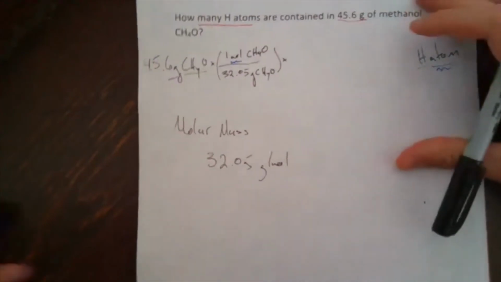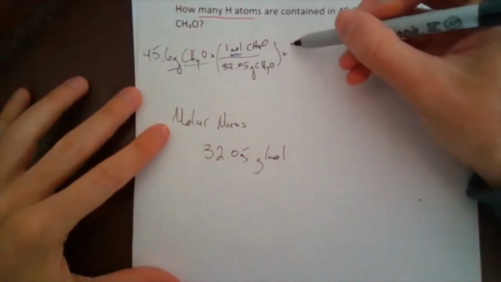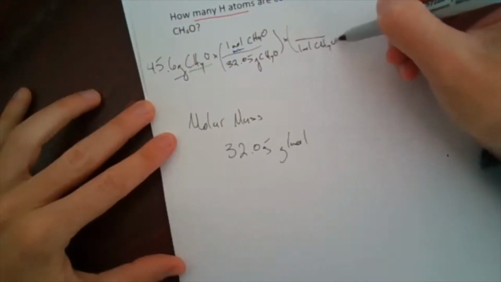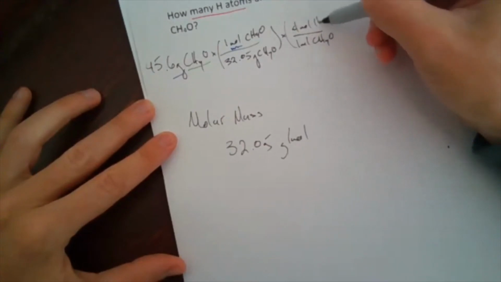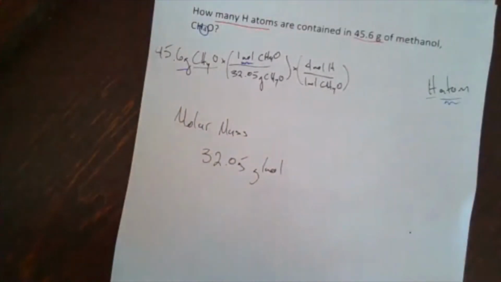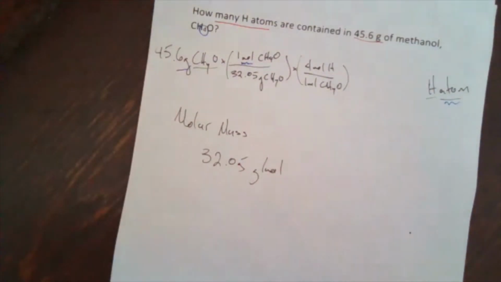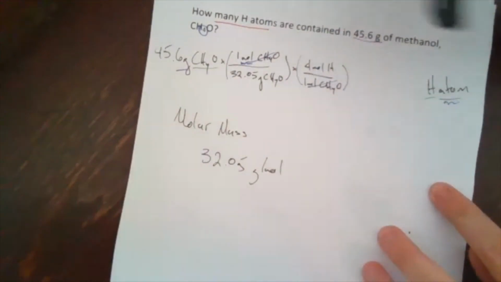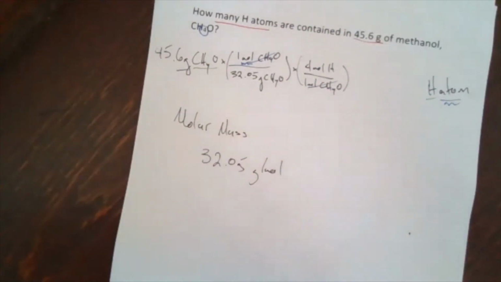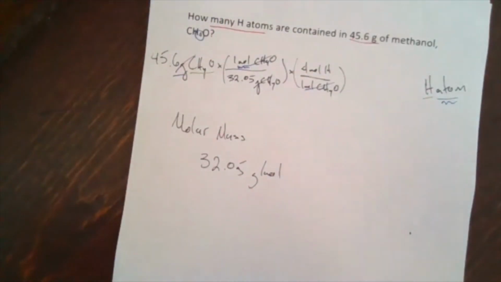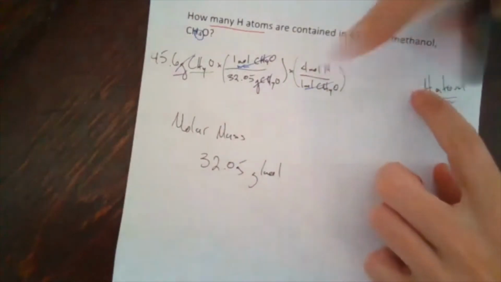I can use my molecular formula, and I can use the fact that in 1 mole of CH4O, I have 4 moles of H. And that 4 comes from the subscript in the molecular formula. So that's great. Cancel out moles of CH4O. I'm now in moles of H, and we got rid of our grams previously, which was good. So now I have the right substance, so that all checks out.